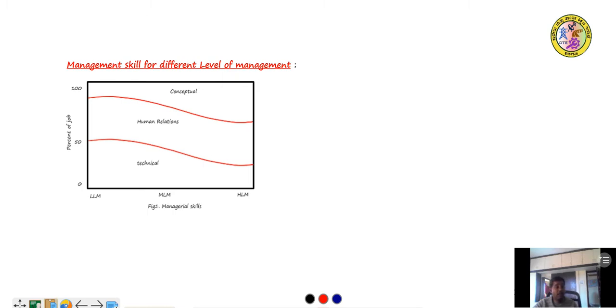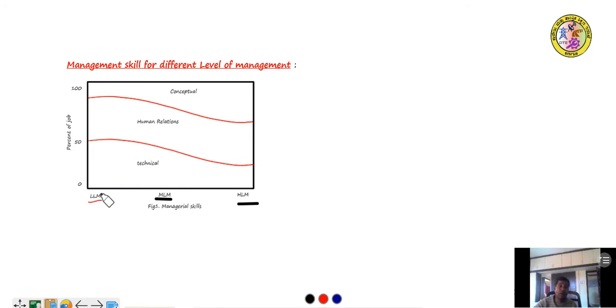If you come over here, just observe the sketch that I have put over here. For top level, percentage of job is on the y-axis and managerial skills required on the x-axis. This is low level management, this is middle level management, and this is high level management. So you can observe here, 0 to 100 is the percentage of a job. There are three types of skills required: conceptual, human relations, and technical skills.